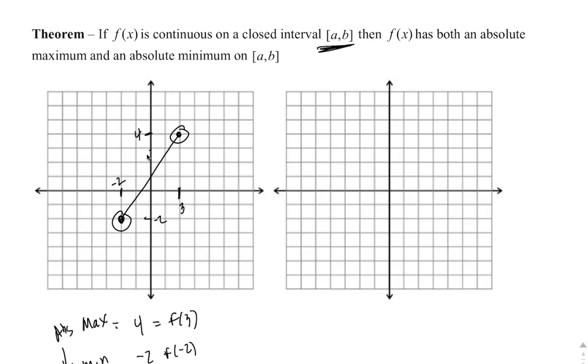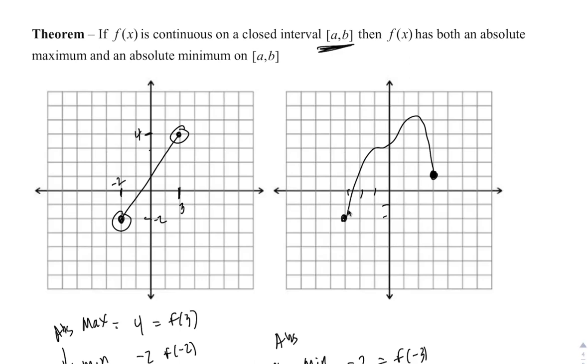Okay, so let's draw another graph. What if I did a graph that looks more like this? Is there an absolute max or min? Yeah, there is. Again, these don't go on forever. They end. It's a closed interval. My absolute min is the lowest point right there. So it looks like my absolute min is -2, or f of -3.